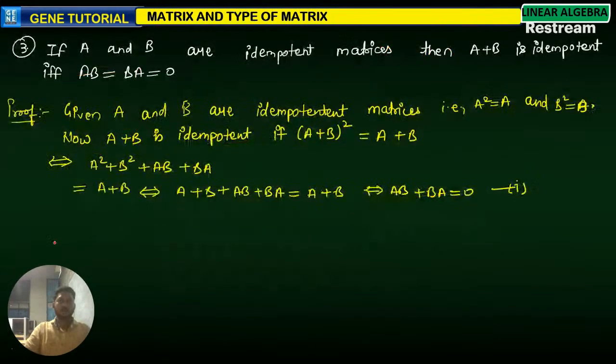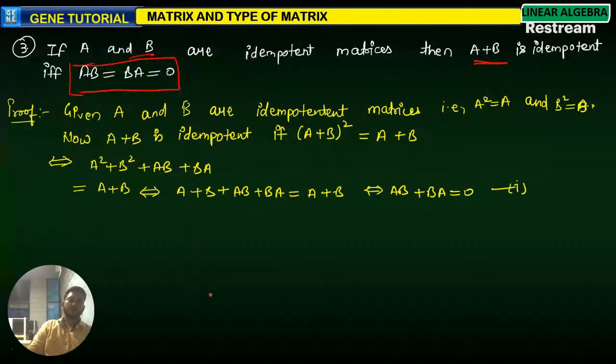Here is some idempotent matrix. Take two idempotent matrices, A and B. Then their addition is also an idempotent matrix when we apply the condition AB equal to BA equal to 0. So how does it prove the problem? Now come to the solution behind this.